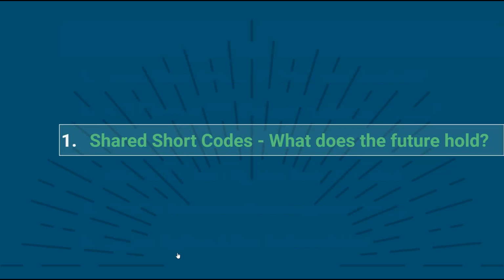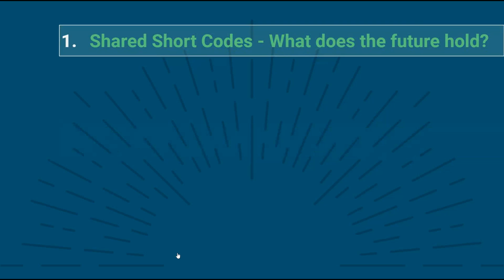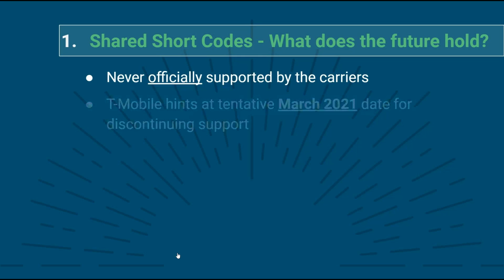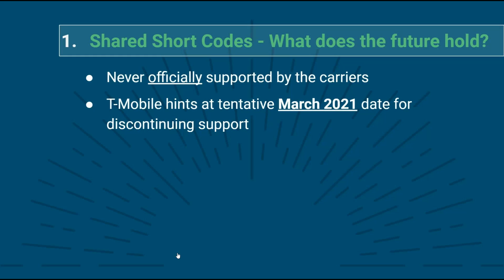As you know, most of you operate on one of our shared short codes, and these have never actually been officially supported by the carriers. They were always kind of this gray area where most of the traffic that you see in the marketplace is shared short code traffic, but officially they've never been supported by the carriers. And T-Mobile has hinted that a tentative date of March 2021 has been set for discontinuing support for shared short codes. Obviously, every carrier is at their own timeline for this, but T-Mobile has indicated this tentative date.